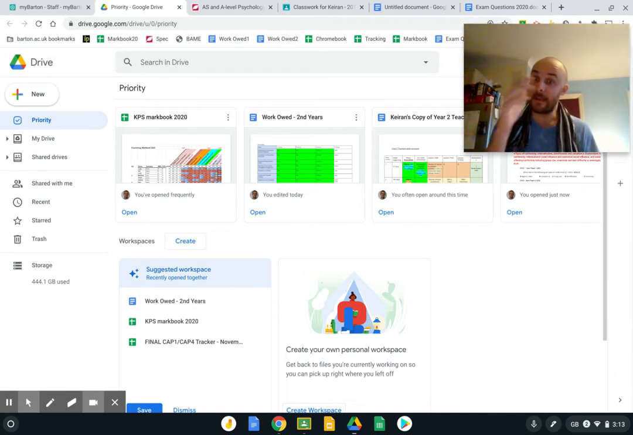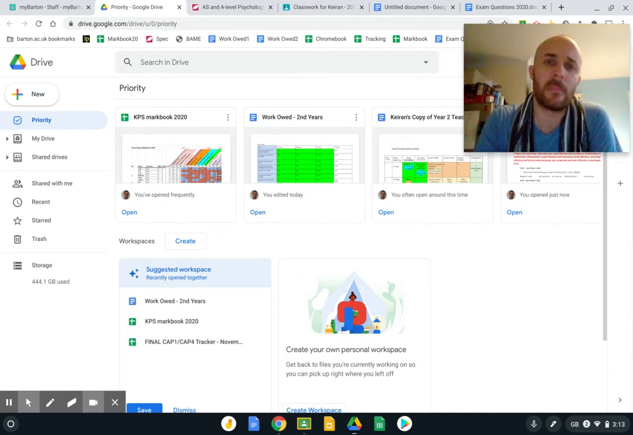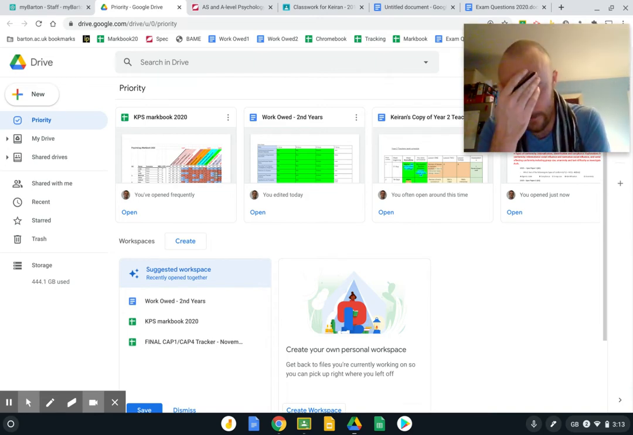AO2 is more complicated than AO1, in the sense that AO1 is remembering something, but you cannot prepare for AO2. You cannot revise AO2. You have to be able to think on your feet in the exam of how to apply something, yet you cannot do AO2 without AO1.